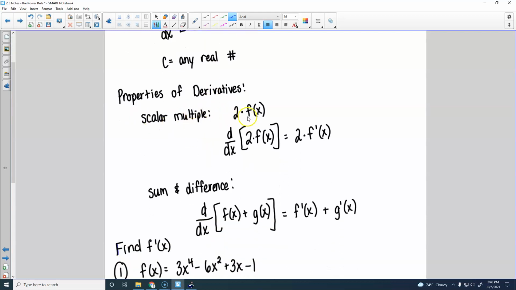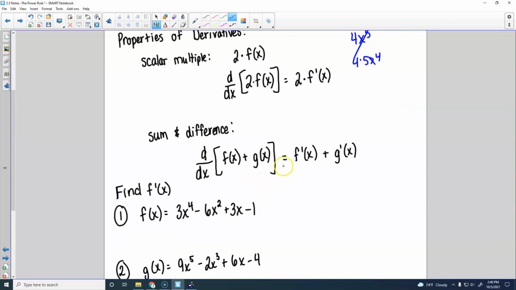If you have a number multiplied by whatever you're taking the derivative of, it just sort of hangs out there and is multiplied. You've already done this on that last question, 4x to the 5th. You said 4 times 5x to the 4th. There, so we've already been doing that. We've really already done this. Sum and difference tells me if they're added or subtracted together, I can just take their derivatives separately. We were already doing that.